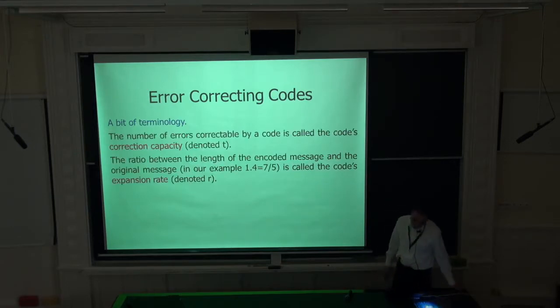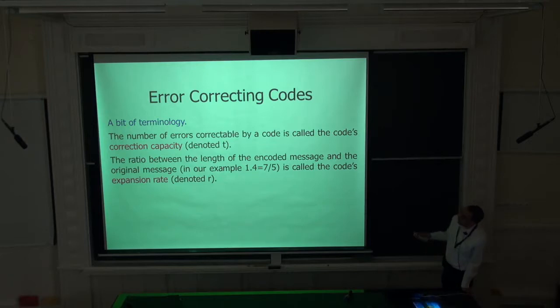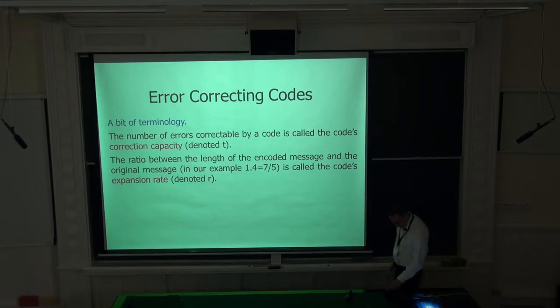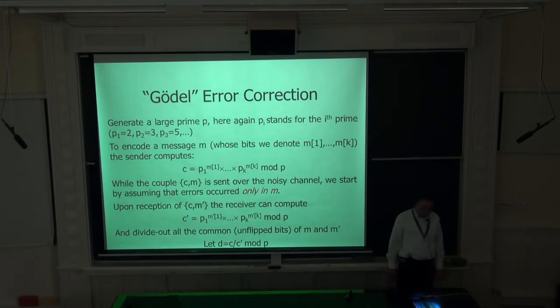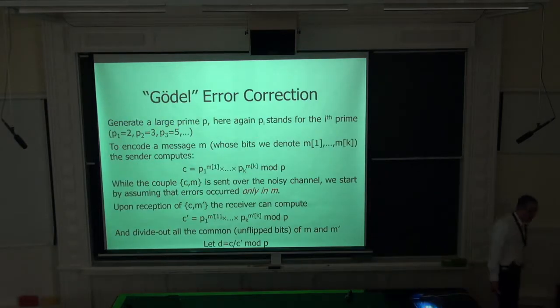And usually what we talk about when you do this is that we have a little bit of technical terminology. We talk about the correction capacity, which is the number of errors that the code can correct, and the ratio between the encoded message and the original message. In our example, it was 7 characters encoding 5 characters, called the expansion rate, and we denote it R.